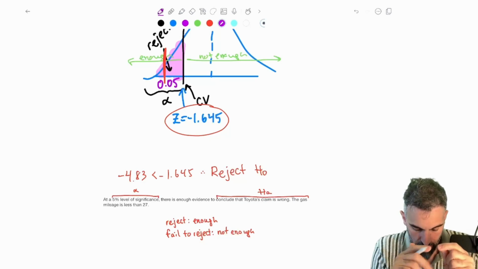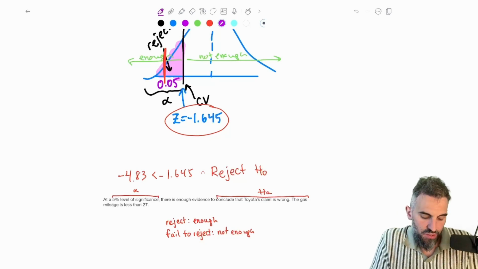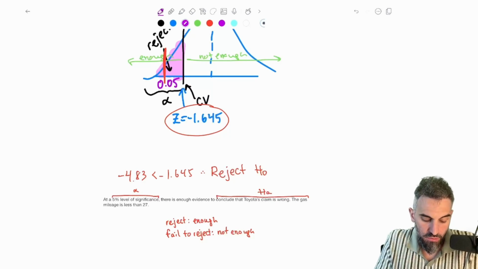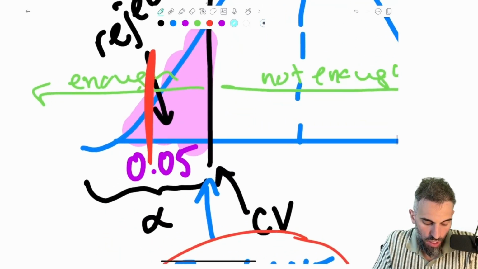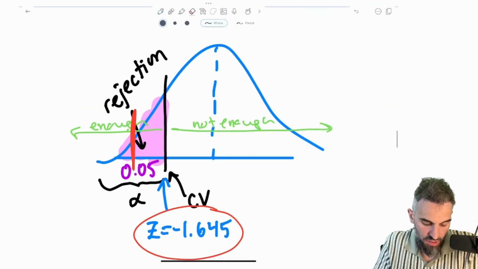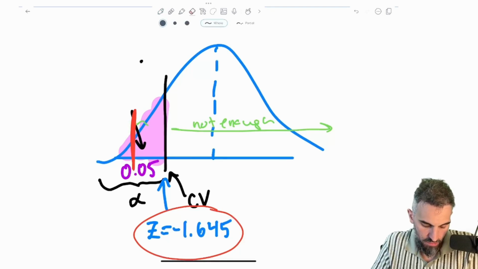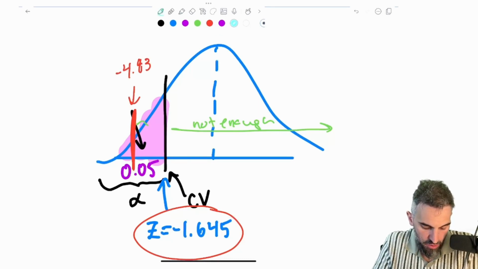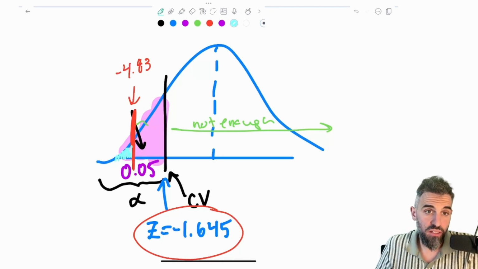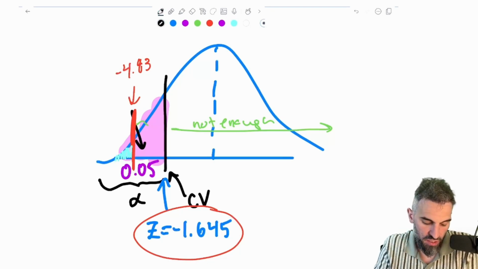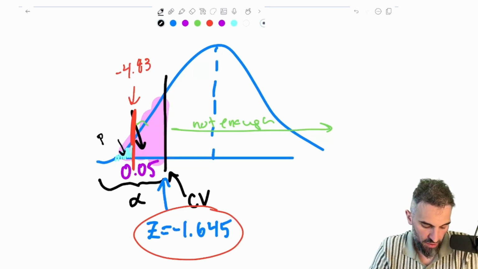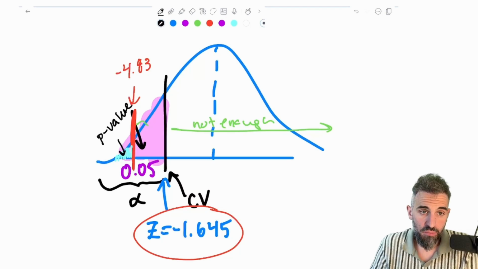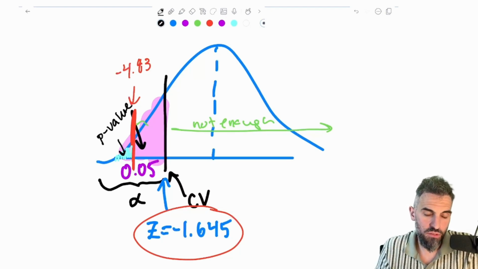Now, let's get into the slightly more secondary things. I'm going to erase some of this stuff because it's getting messy, but I placed my test statistic right here, that was negative 4.83. There's this little tail beyond my test statistic, and that little tail has a name. This is called a p-value. P stands for probability. The next thing to learn is how to find that.